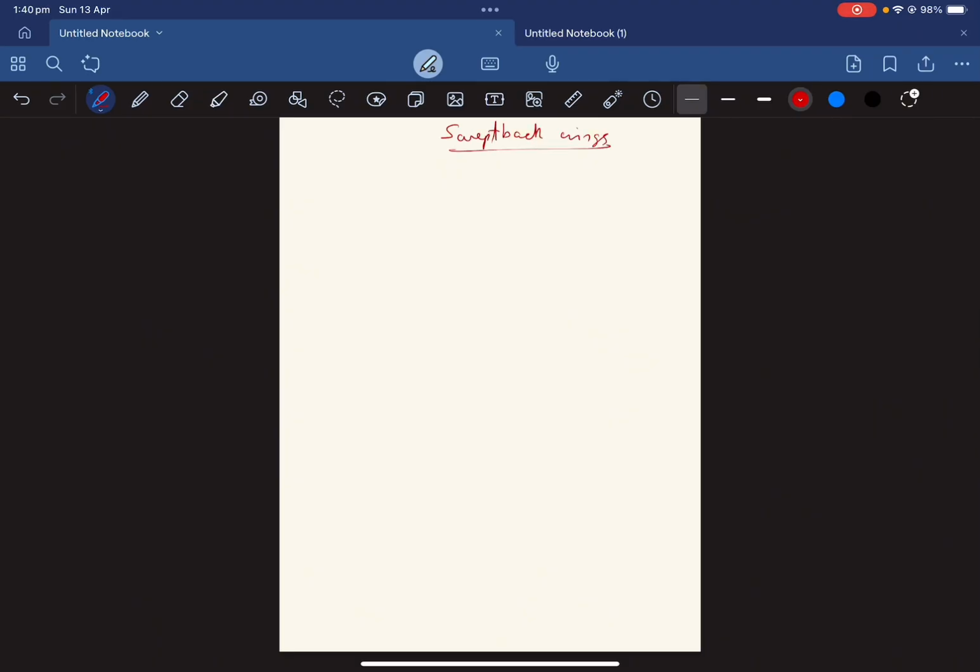Alright. So what is a swept back wing? This is my aircraft. This is my fuselage. It goes like this. So this is my swept wing, right? First I want to explain why we use a swept wing in the first place.